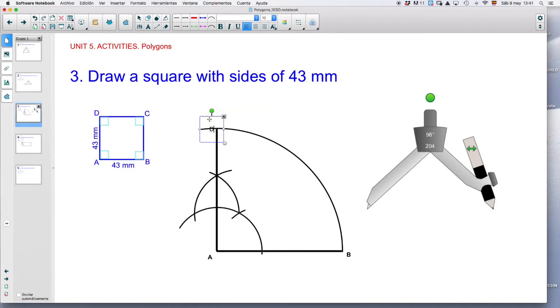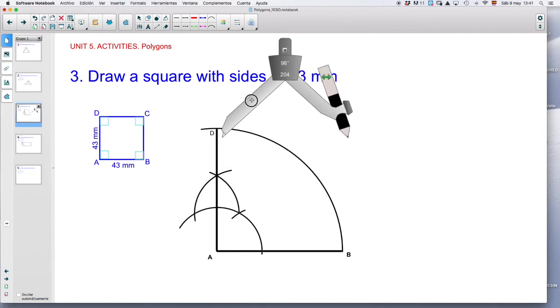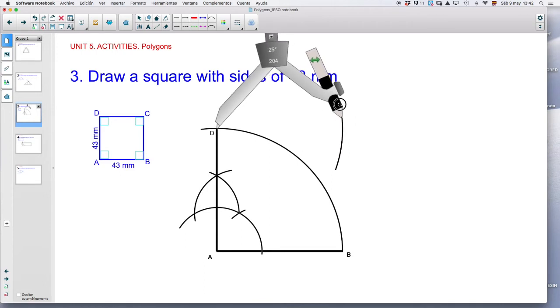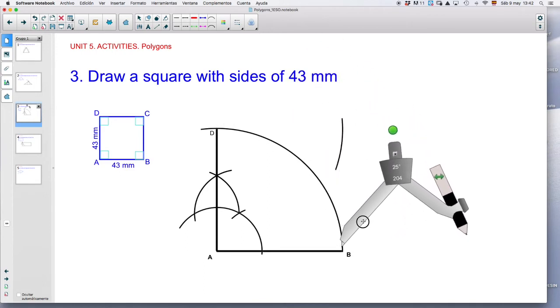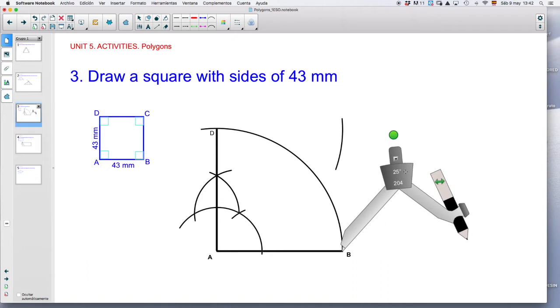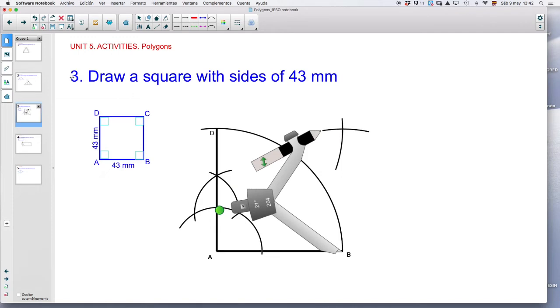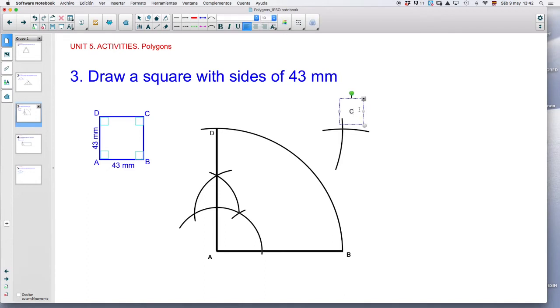How do you get vertex C, which is the missing one? You just have to draw arcs radius 43 millimeters from D and B to obtain it. So, get the compass, draw an arc from D, radius 43, take the compass and draw an arc from B. This is vertex C. Use a ruler to connect the points.